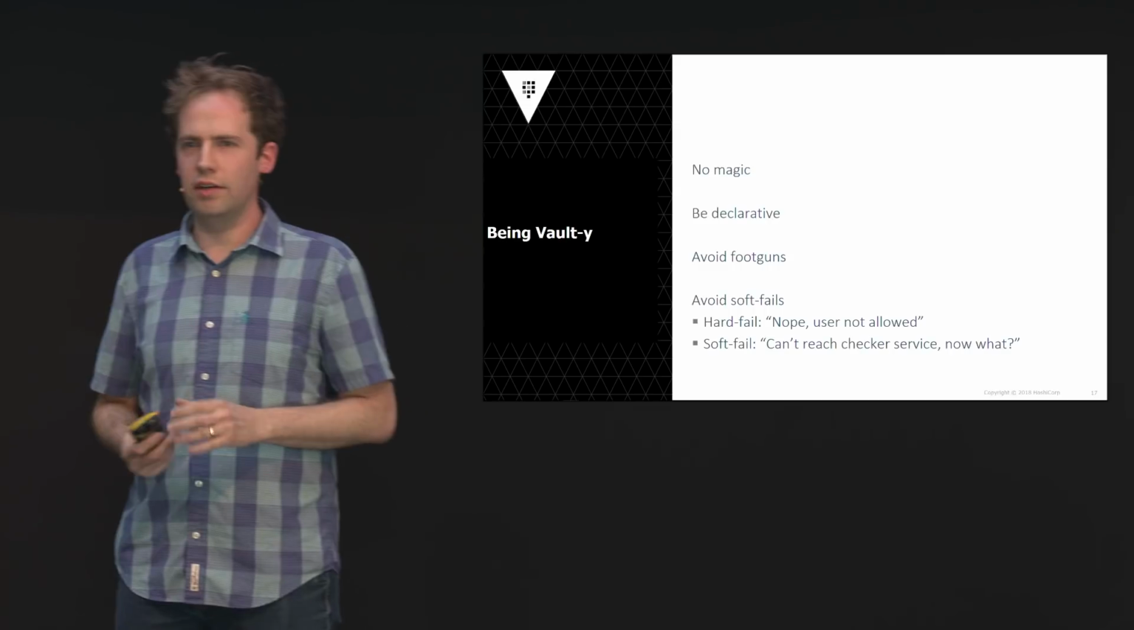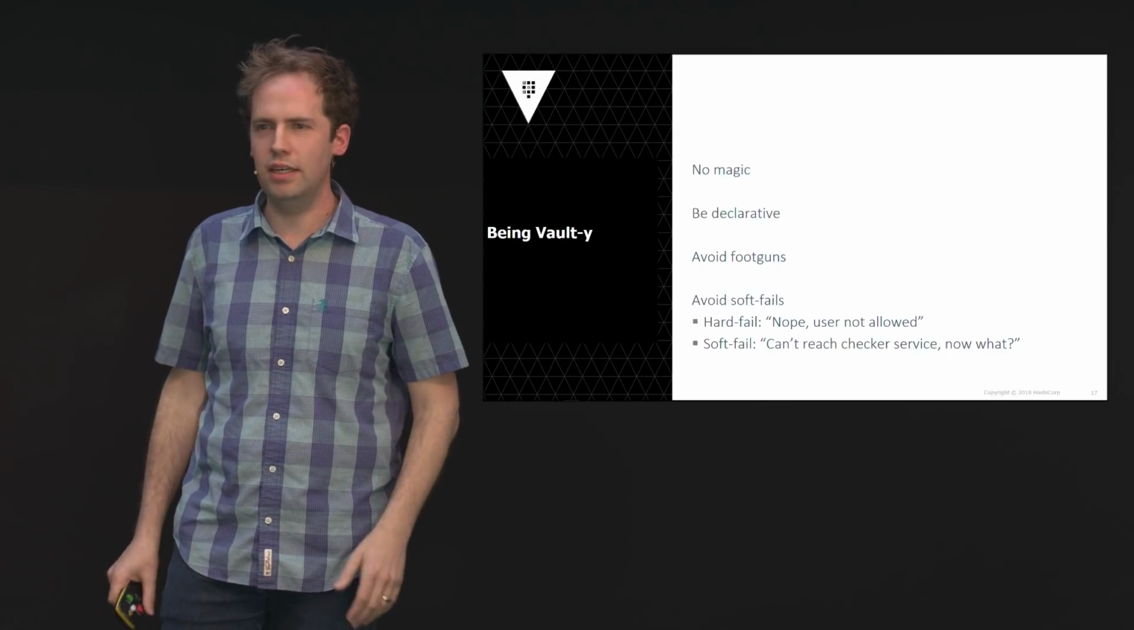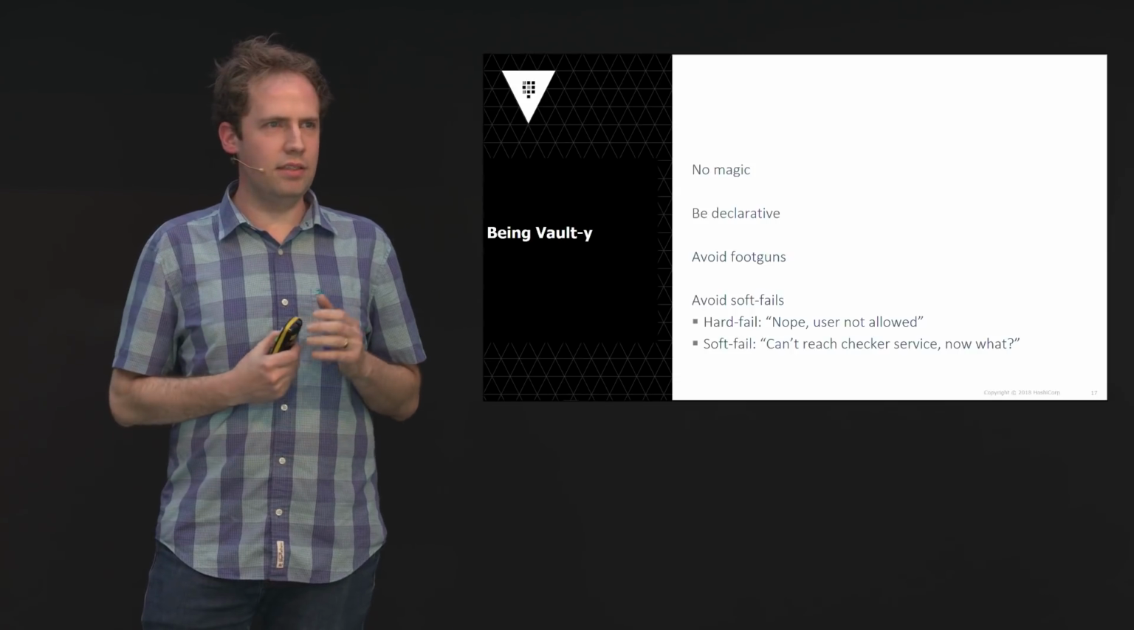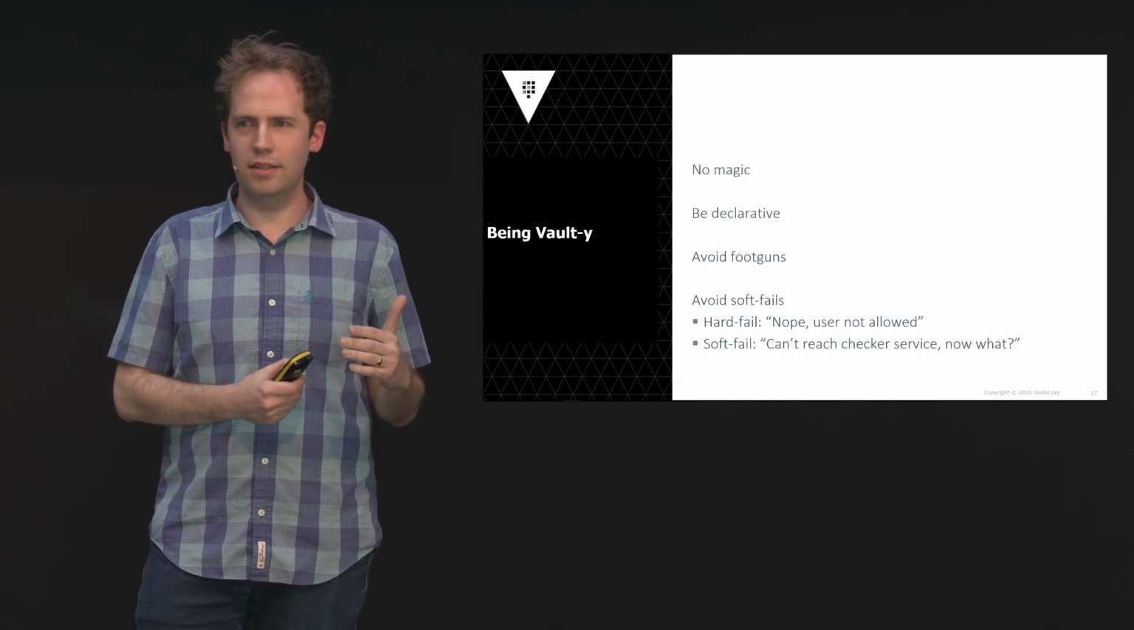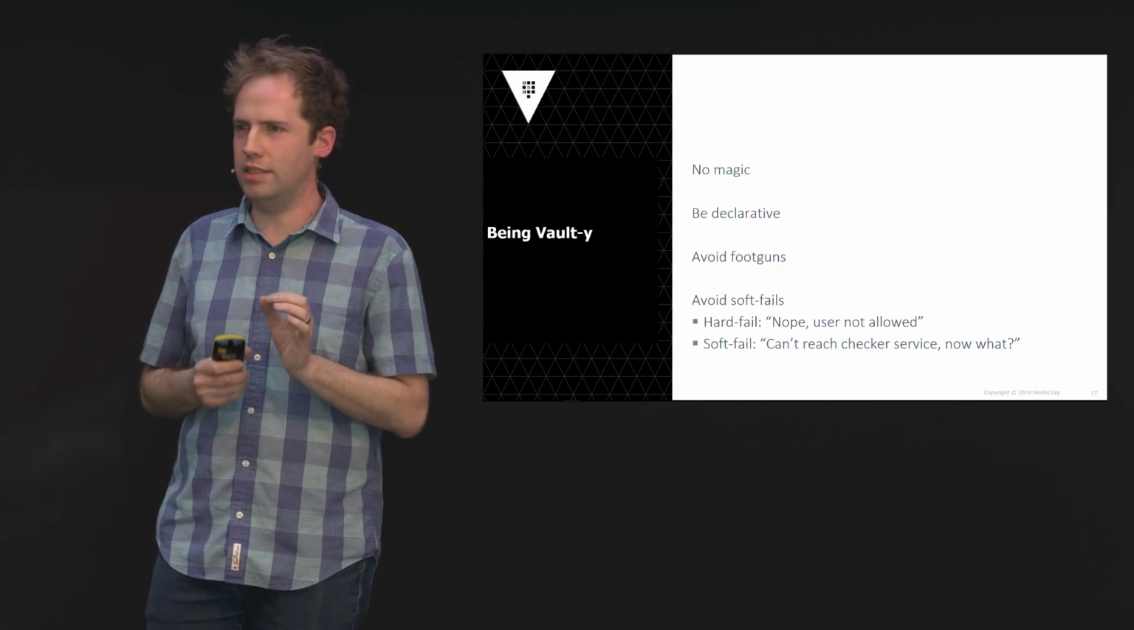The next is be declarative. That's kind of a HashiCorp thing more than a Vault thing specifically. But we like things that you can codify, right? We like infrastructure as code, policy as code, all this kind of stuff. We like things that you can map out.